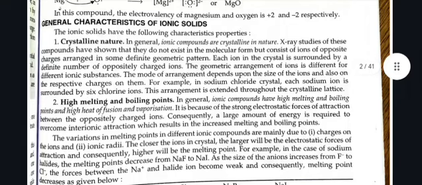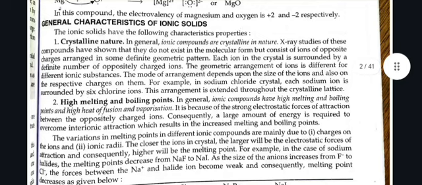General characteristics of ionic solids. The ionic solid has the following characteristic properties. Crystalline nature. In general, ionic compounds are crystalline in nature. X-ray studies of these compounds have shown that they do not exist in the molecular form but consist of oppositely charged ions arranged in some definite geometric pattern.